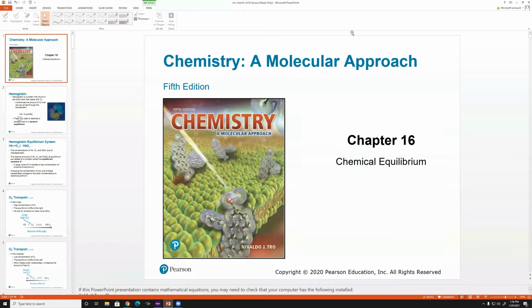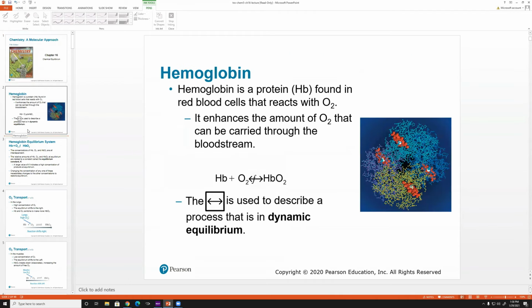In chapter 16, we talk about chemical equilibrium. This will just be the overview video for the first part of chapter 16. Throughout the chapter slides, you see this F symbol, which I don't know why that's there. I think that's just a slides formatting error. That should be a dynamic equilibrium symbol, which is usually a double arrow. So wherever you see this F, just picture a double arrow, a dynamic equilibrium arrow.